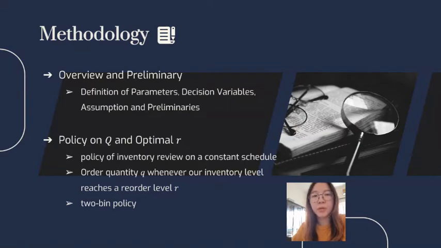Then we will use the QR policy, which is a policy of inventory review on a constant schedule. So we will order a quantity Q whenever our inventory level reaches a reorder level R. This policy is also named a two-bin policy.